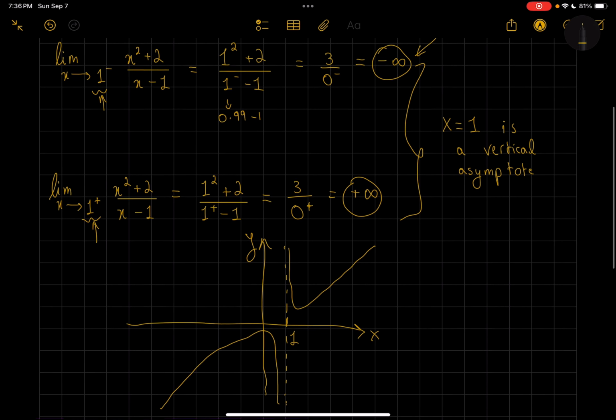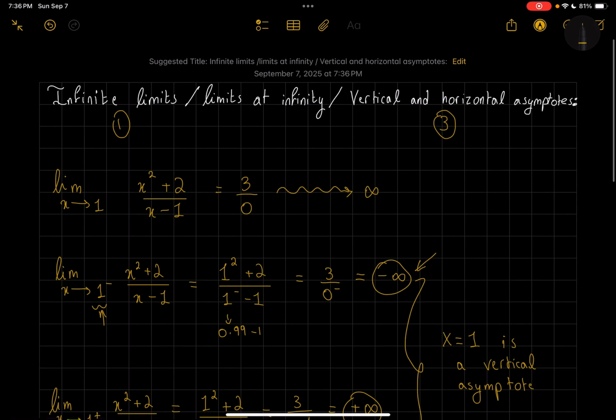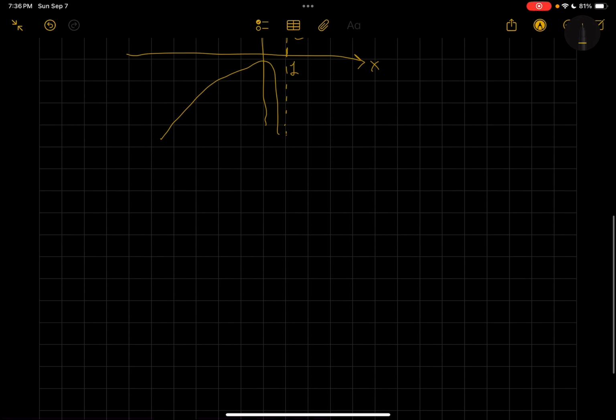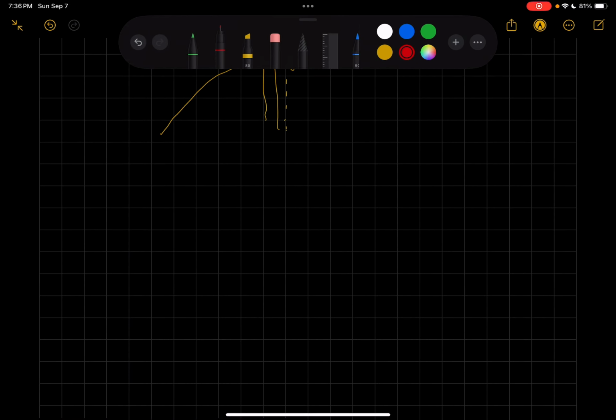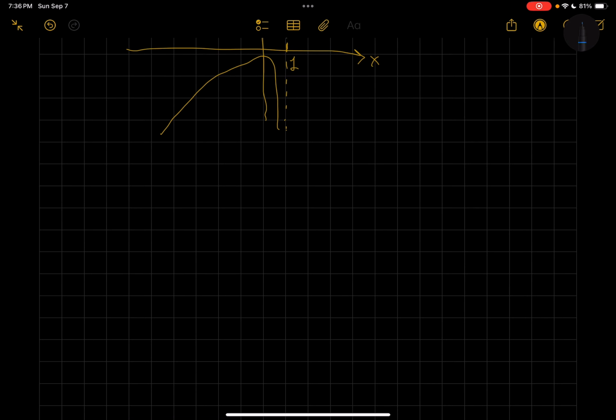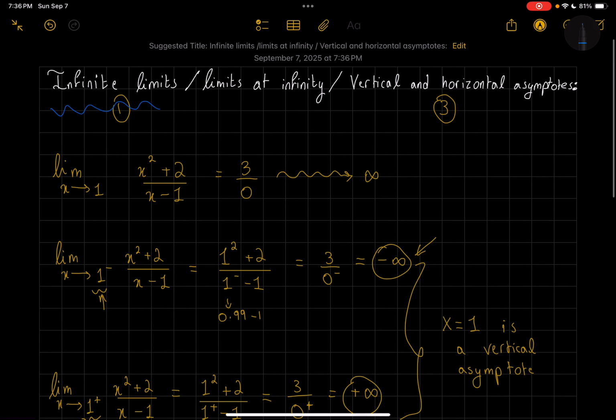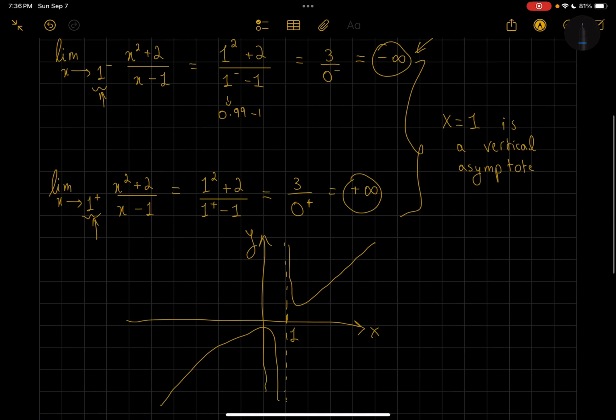Anyways, now we're going to go to the limits at infinity. We spoke about the vertical asymptotes, which are tied to infinite limits. So your guess is correct. Limits at infinity will represent the horizontal asymptotes.